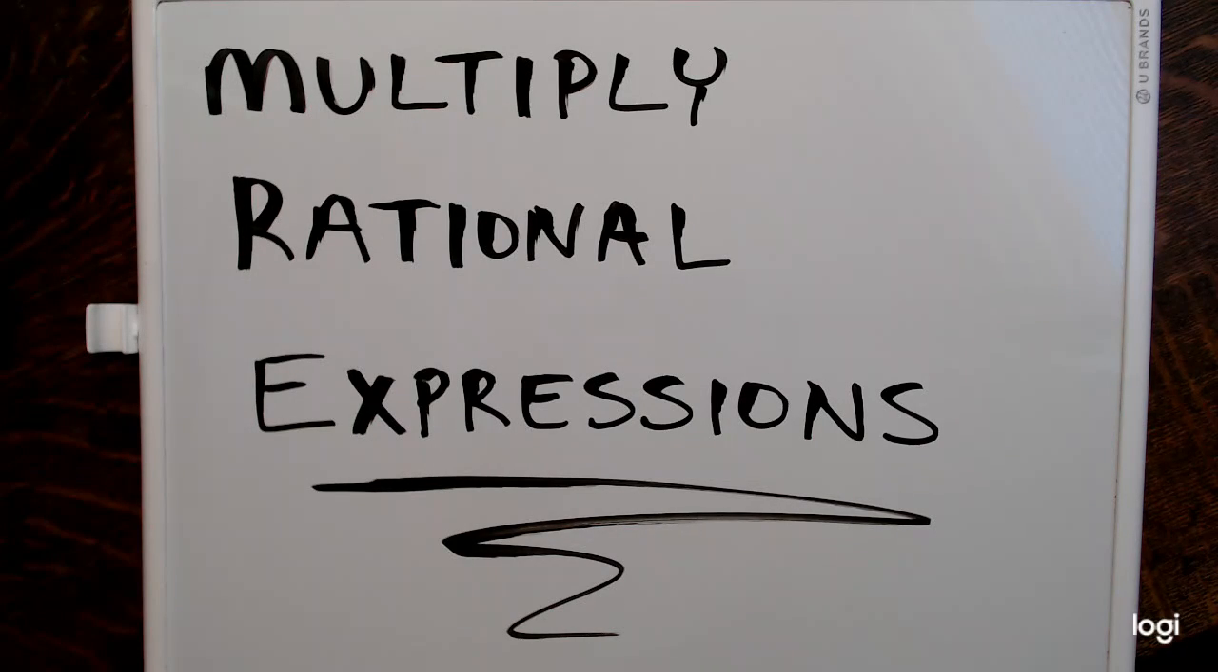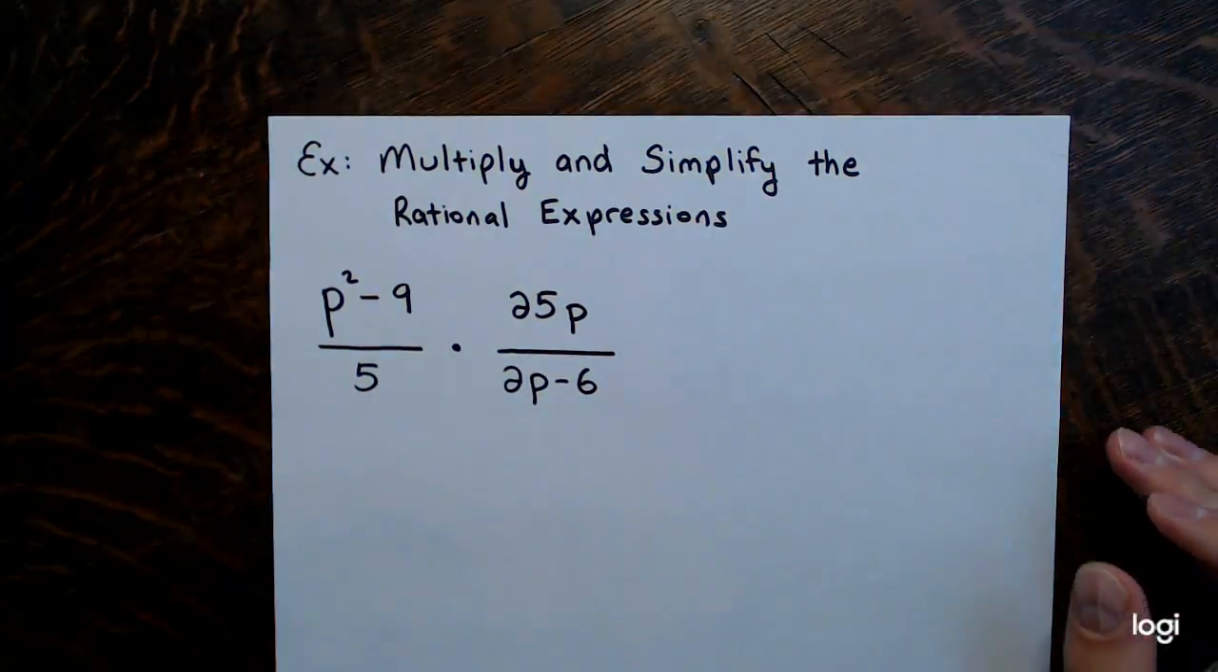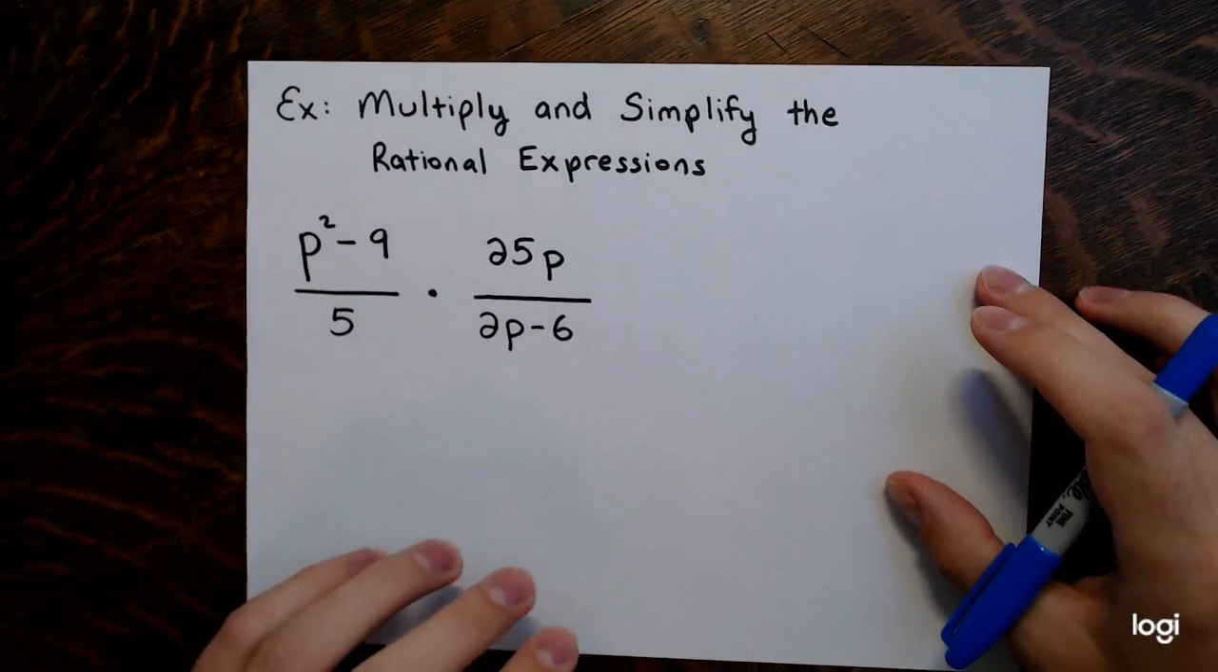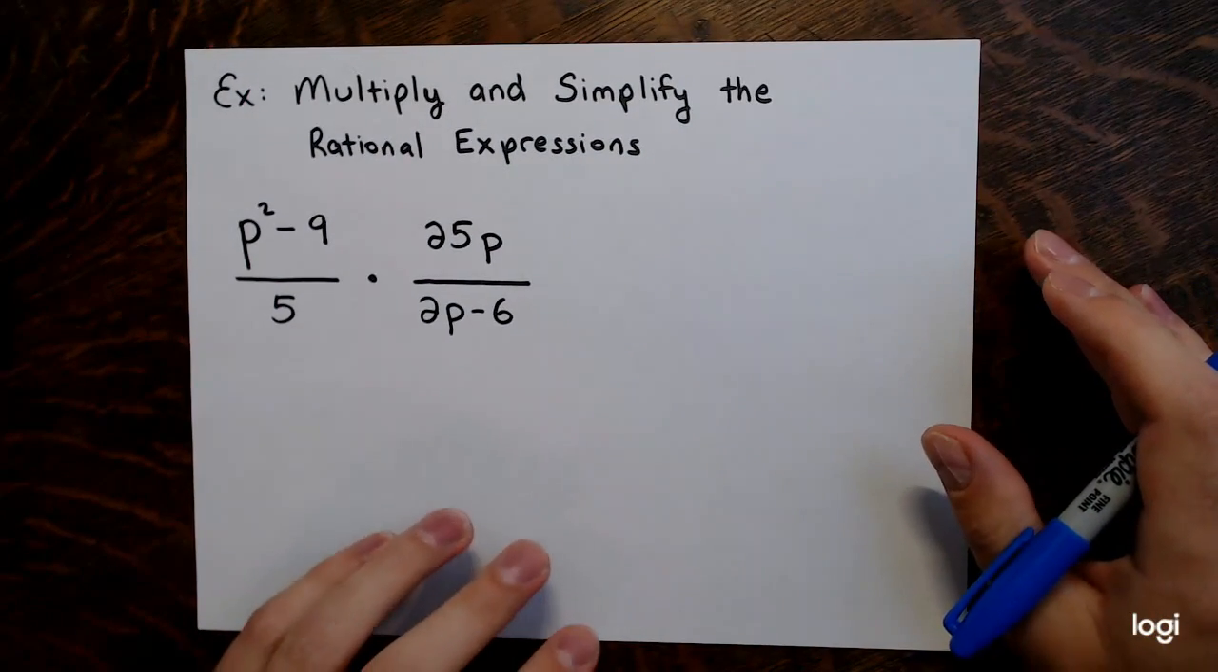Hello and welcome to this video on multiplying rational expressions, or multiplying fractions, where each fraction is made up of a numerator that is a polynomial and a denominator that is a polynomial. That is what it means to be a rational expression, a ratio of two polynomials. All right, so let's begin. Several examples of this, where I'm asked to multiply and simplify a pair of rational expressions.